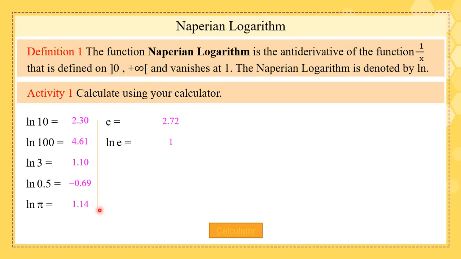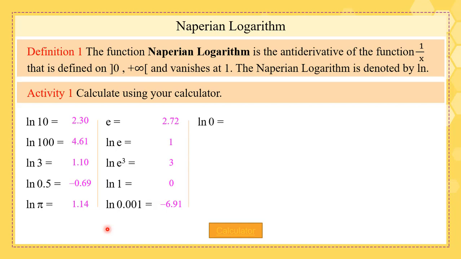ln e is 1. ln e cubed is 3. ln 1 is 0. And ln 0.001 is negative 6.91.